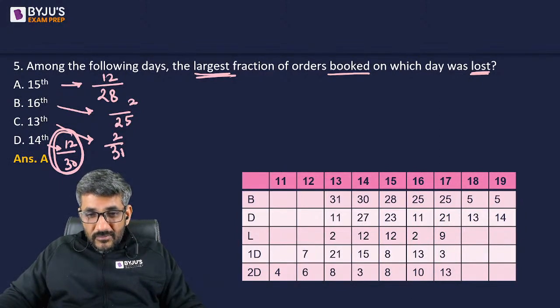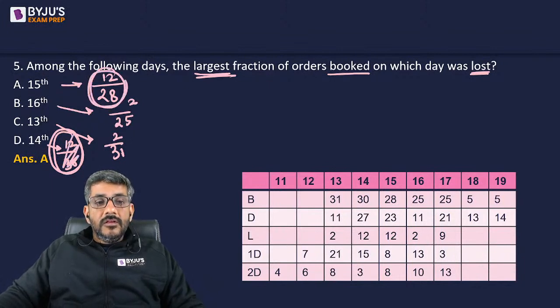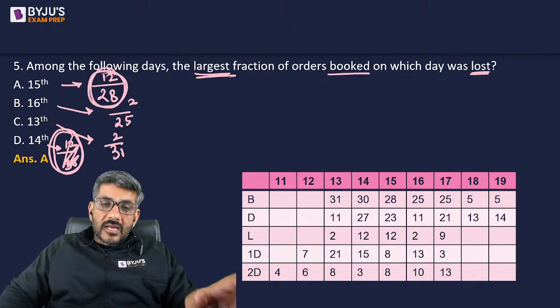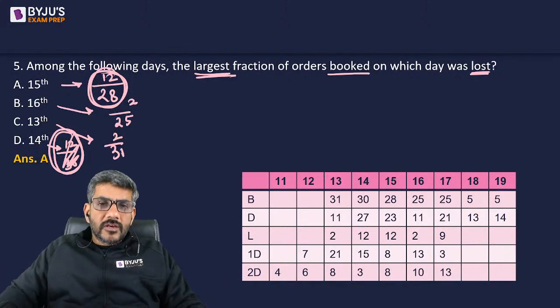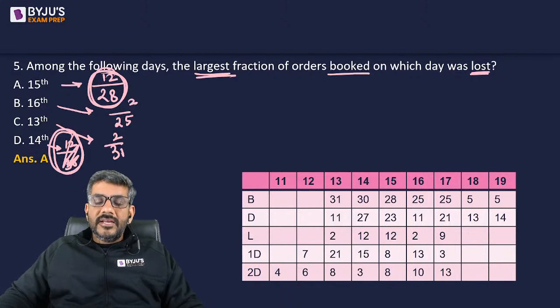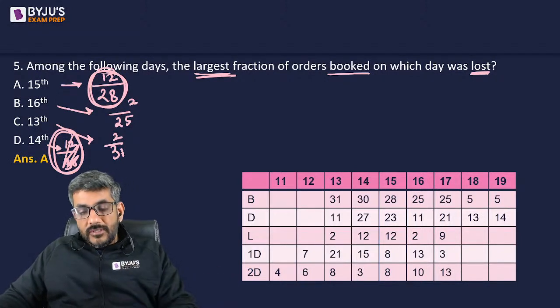नहीं, कुछ गलती करी हम लोगों ने. ये 12 by 30 नहीं, 12 by 28, right? 12 by 28 has the largest value. Of course 30 से तो छोटा 28 है, तो डिनोमिनेटर छोटा होगा तो वैल्यू बड़ी हो जाएगी. So 12 by 28 is the largest. So 15 is the right answer for this question. I'm sure this question is understood.